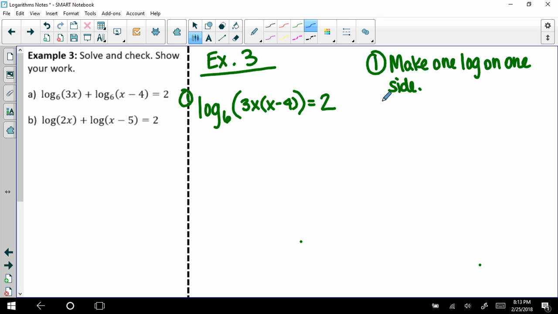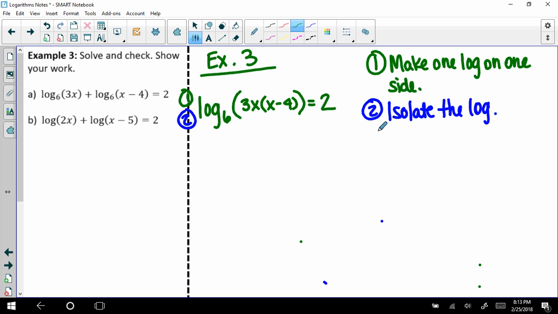Okay, now step 2, we isolate the log, which is already done here. But I'm still going to put that on here, because you do still need to do that. So that's okay. It's already isolated. So steps 1 and 2 are already done.